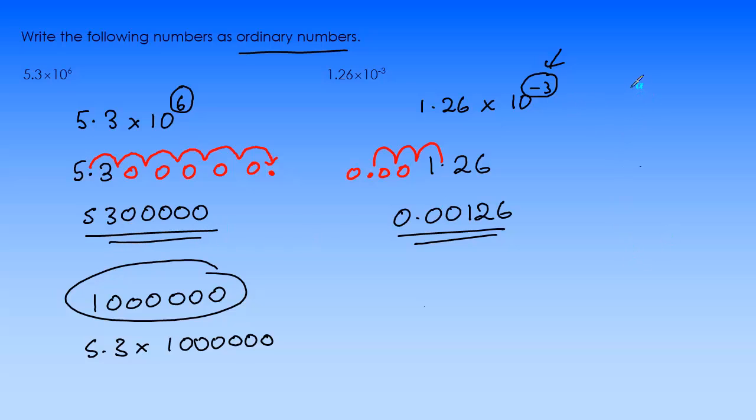Now, from our index laws, 10 to the negative 3 is 1 over 10 cubed, which of course is 1 divided by 1,000. So that's another way that people sometimes do this. They do 1.26 and divide by 1,000. But think about dividing by 1,000. What do you do? You move the decimal point 3 places to the left, which is exactly what we did.